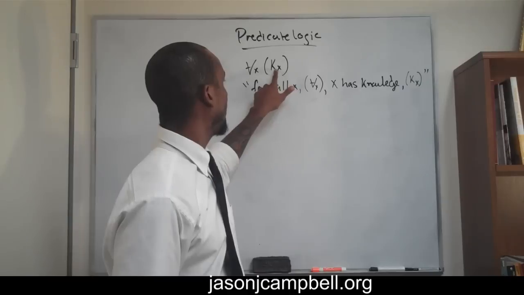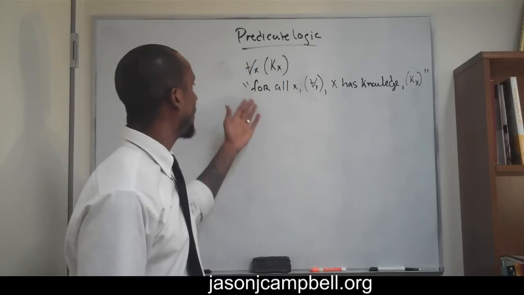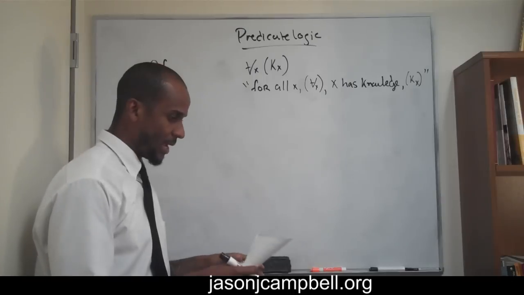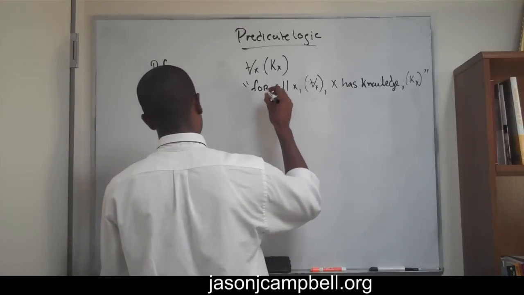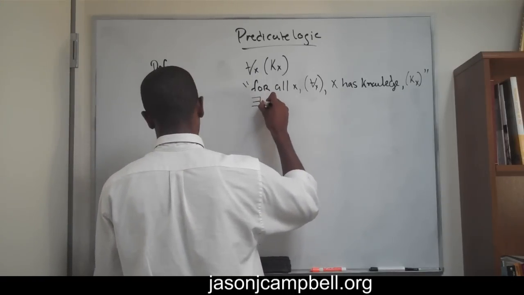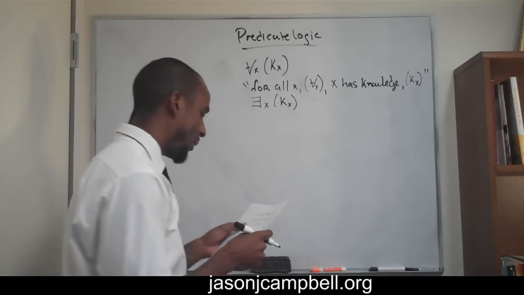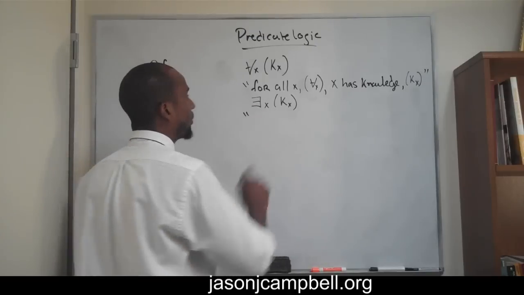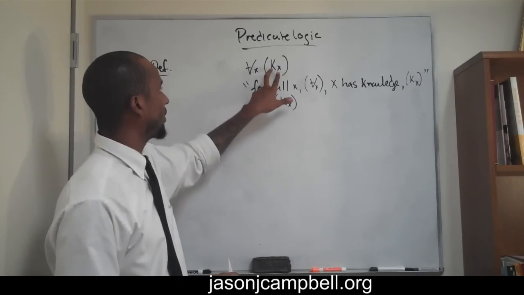X, the subject, has the property of being knowledgeable. So for all x, x has knowledge. That's how that is read. The next thing that I want to show is this. How is this read? Take a shot at what you think. How do you think that would be read? We see that this part's the same, so it should be the same.